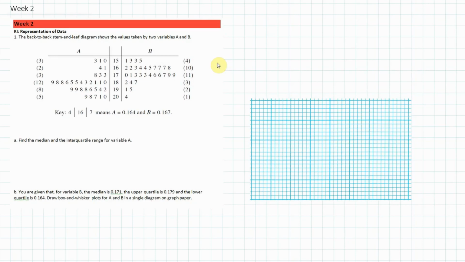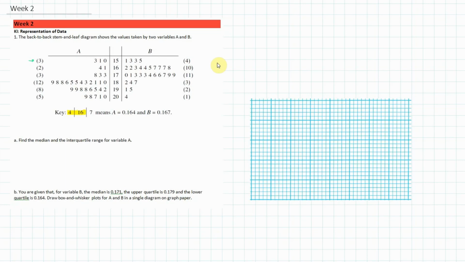So we've got a back-to-back stem and leaf diagram showing the values taken by two variables A and B. We've got a key at the bottom which helps us understand what's going on. We've got to find the median and the interquartile range. The first step is to figure out how many pieces of data we've got, and these numbers along the side tell us in each row how many we've got.